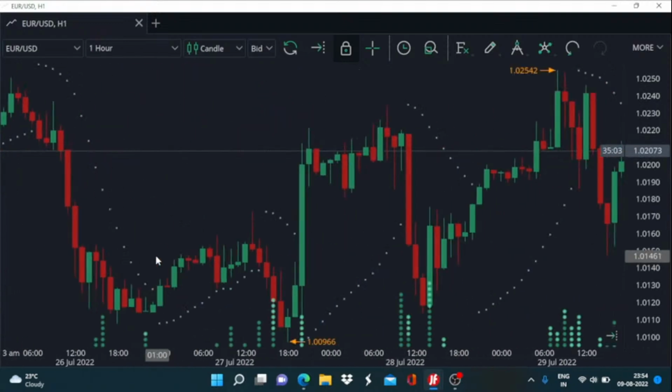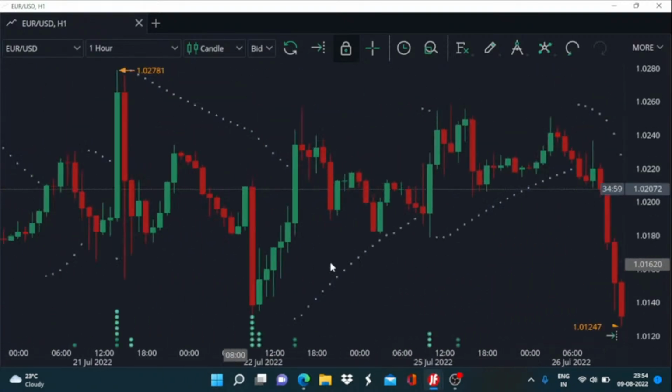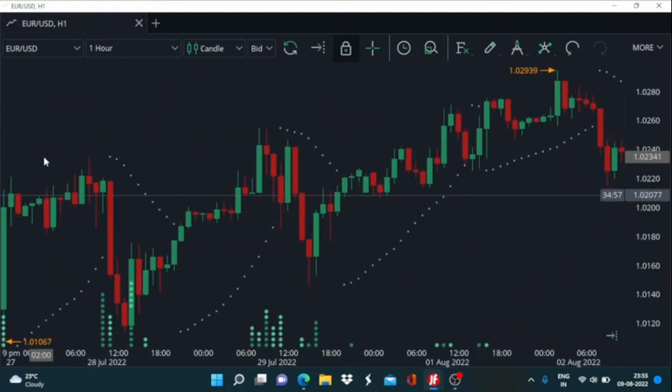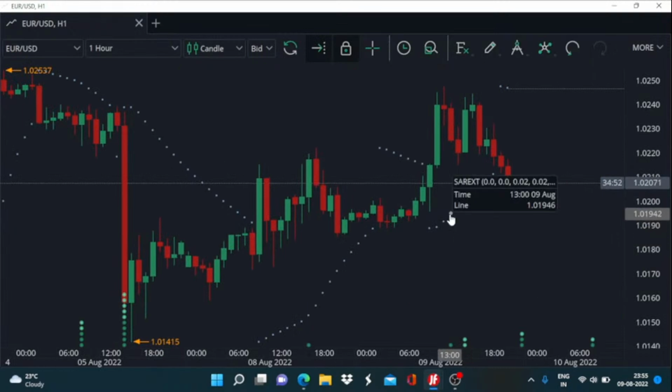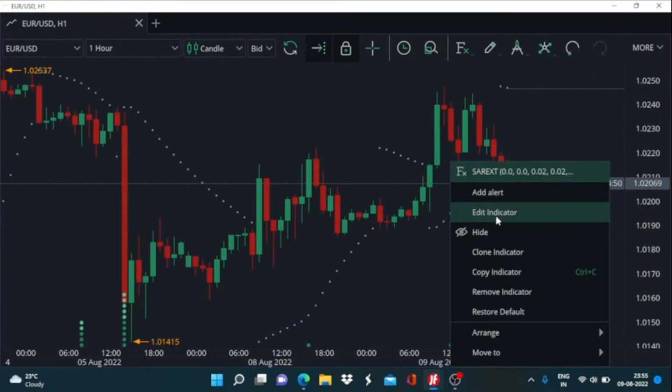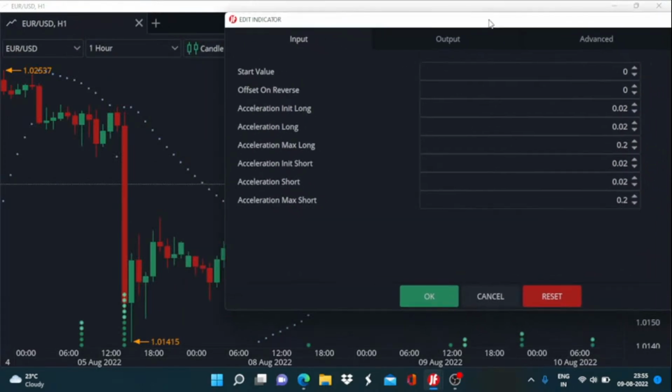But the only thing is that when there is no trend and the markets are simply sideways, then this indicator will generate many false signals. So we have to now go to the editing options and see what can be done using these editing options to limit the losses when there are possibilities of many false signals being generated. So let us see what can be done here.